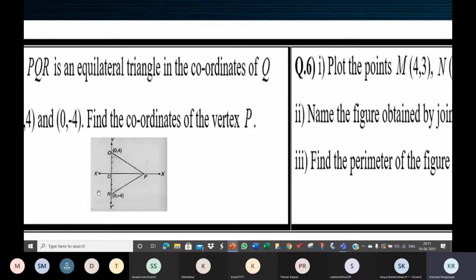What's the formula to find the altitude? Root 3 by 2 into side. And what is the side of the triangle? 8. So root 3 by 2 into 8, so 4 root 3. So what will be the coordinates of the vertex P? 4 root 3, comma 0, ma'am. Perfect.